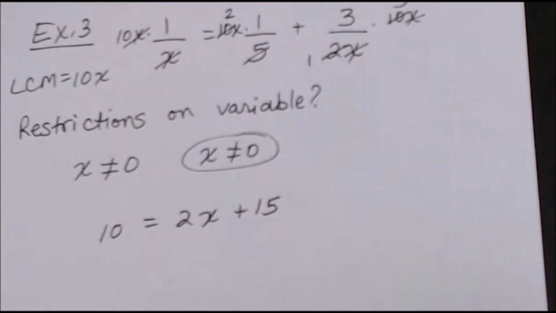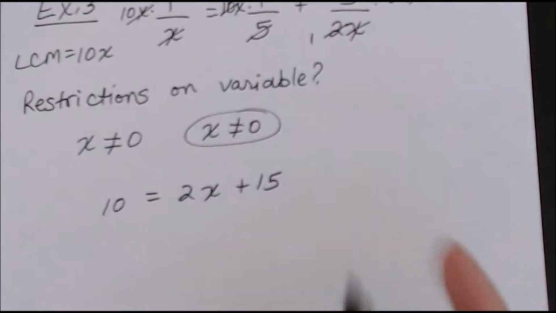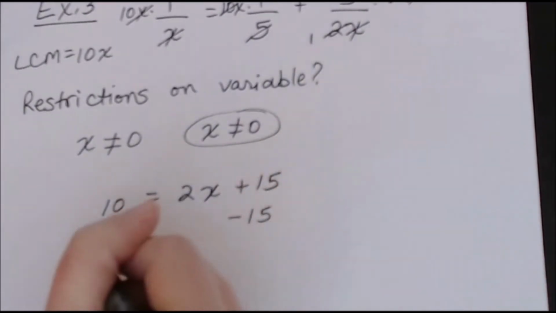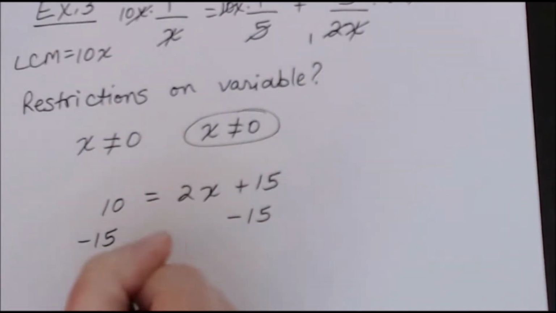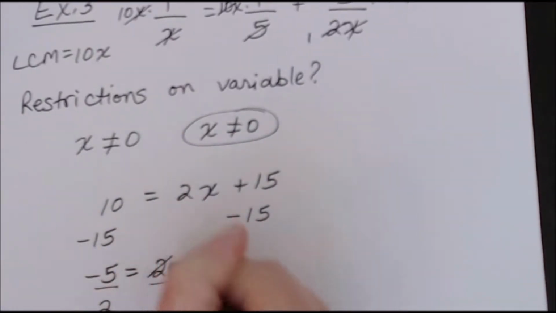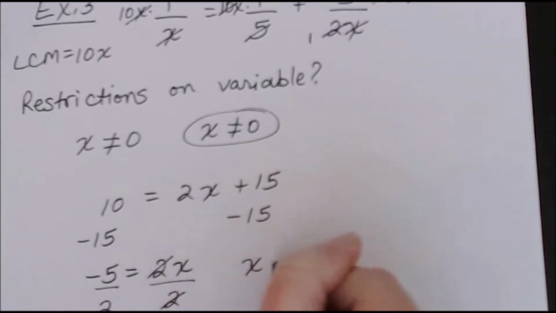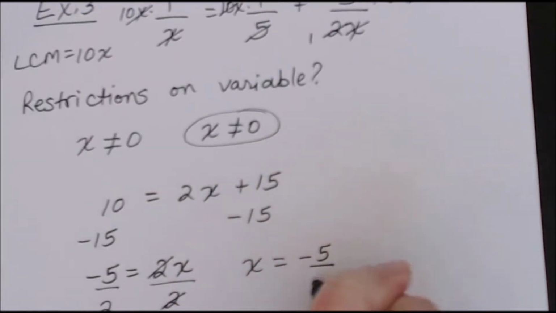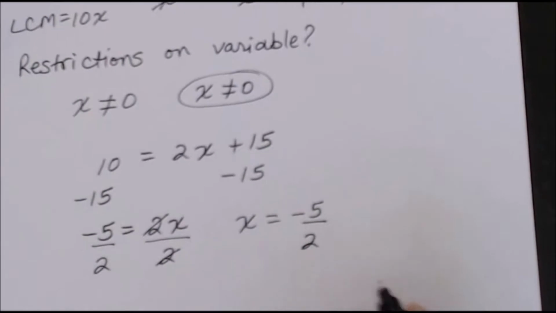And now we just solve it like a normal equation. So I'm going to subtract 15 from both sides. I have negative 5 is equal to 2x. And then we're going to divide both sides by 2. And then I get a solution of x equals negative 5 over 2, or negative 5/2.